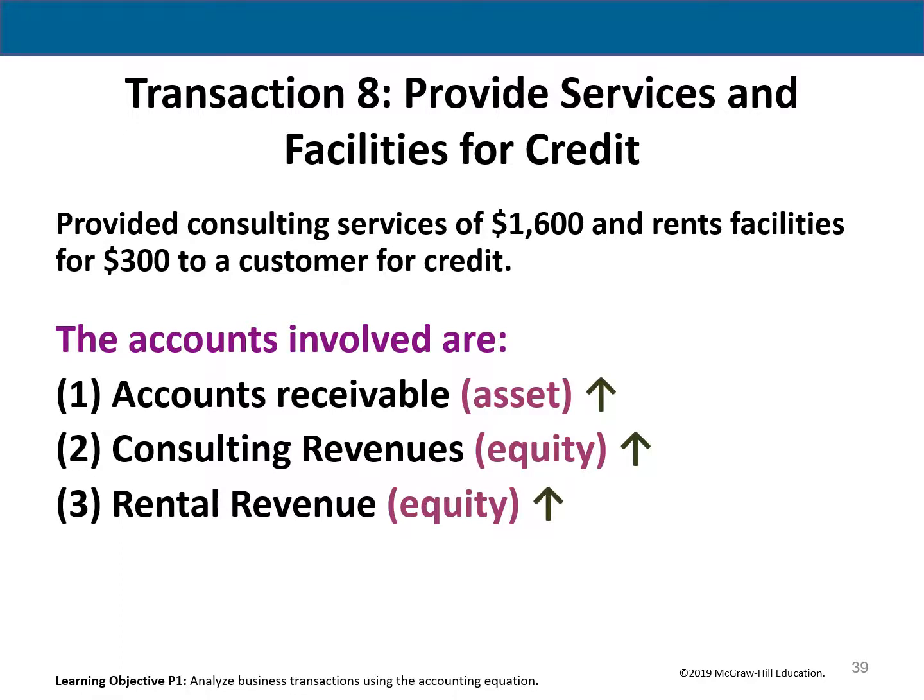In the next transaction, we provided consulting services of $1,600 and rented facilities for $300 to a customer for credit. Wow, that's a lot of stuff. So here now we have two different types of revenues. Let's focus on those. We did a consulting service, our main source of activity, which is doing consulting for a client, and charged them $1,600. So our consulting revenues area increases.